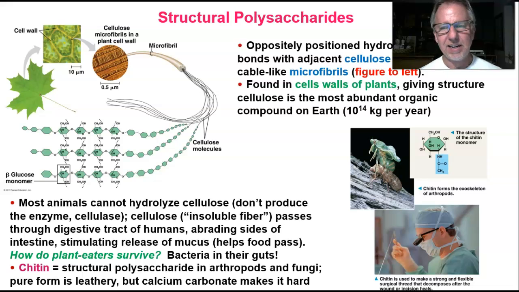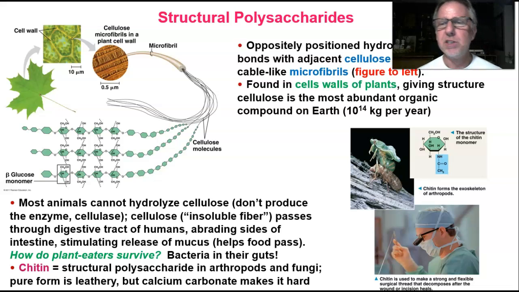Last point here, there's a polysaccharide found in arthropods like insects and spiders, scorpions, and it's called chitin. And it's in their exoskeletons. It's in their outside skeletons. And that's partly what makes those creatures go crunch when you step on them, is that chitin is a tough, strong polysaccharide. Yeah, it's also found in fungi.